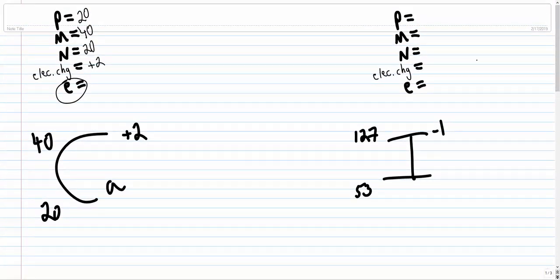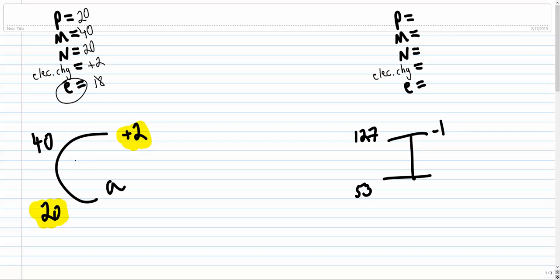Remember, we said the electrons was a comparison of the pluses versus the minuses, the protons versus the electrons. So we can figure that out, and here's how I do it. I know I've got 20 pluses, and I know I've got 2 more pluses than minuses. So if I've got 20 pluses and 2 more pluses than minuses, that means I must have only 18 minuses. This is a positive ion.